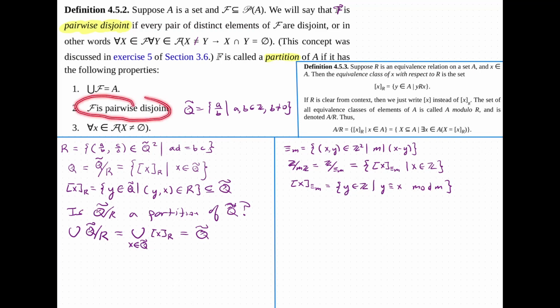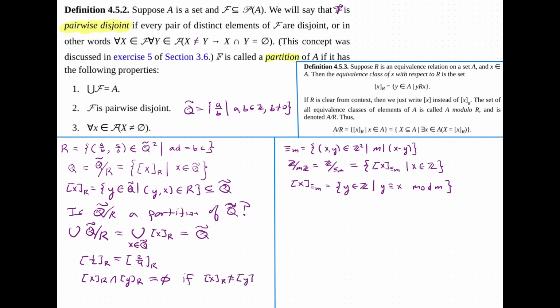Now, let's look at if it's pairwise disjoint. So we have to take two elements that are not equal. For example, in our illustration earlier, we have that 1/2 under this relation has the same equivalence class as 2/4, and so these are equal elements in Q tilde mod R. We want to take every two non-equal elements and ask if they are going to be pairwise disjoint. And the answer is going to be yes. We do have that the equivalence class of x intersected with the equivalence class of y is going to be empty if the equivalence class for x is not equal to the equivalence class for y. We'll come to that in just a moment, but we can see it with an example.